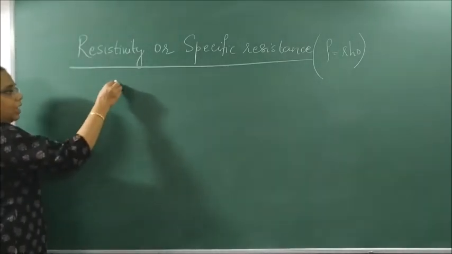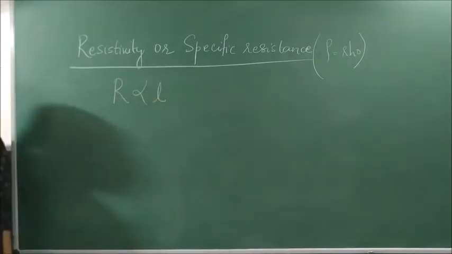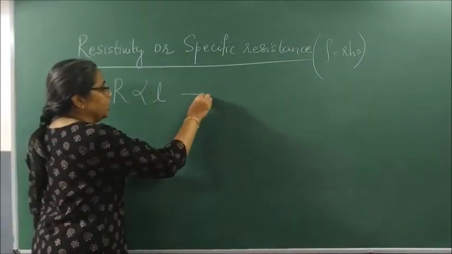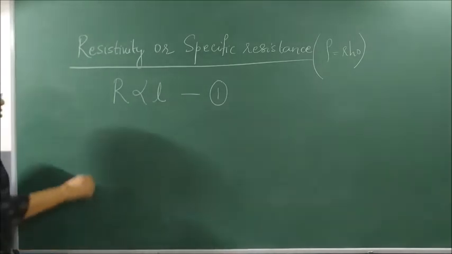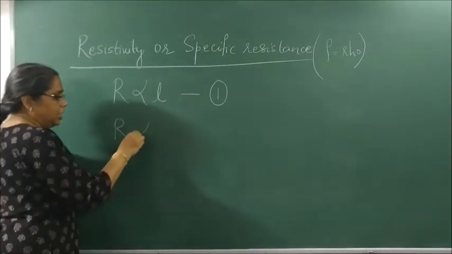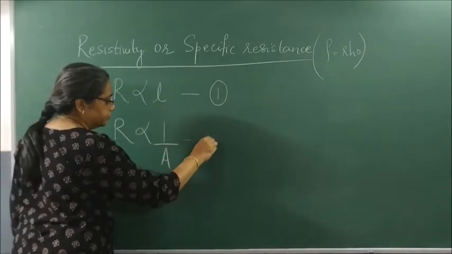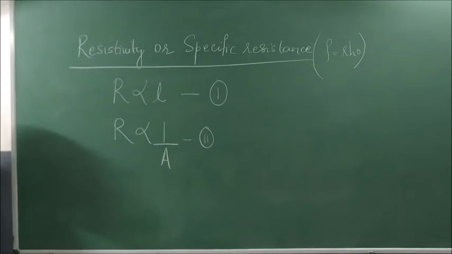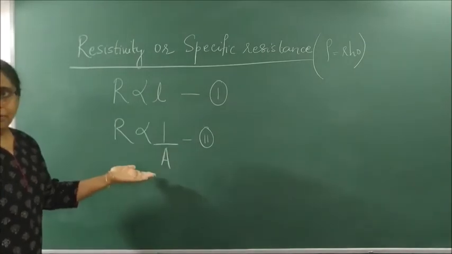We know that R is proportional to L. Yes or no? We studied factors affecting electrical resistance. We studied R is proportional to what? L. We also studied R is proportional to 1 by A. We said as area increases, resistance decreases and current becomes more. So we should prefer shorter, thicker wire.